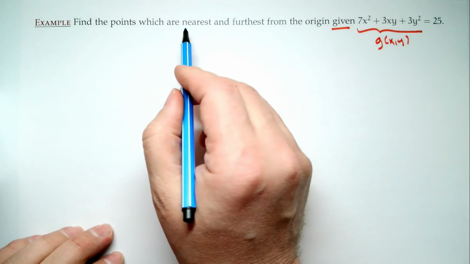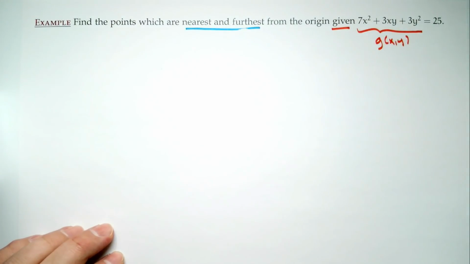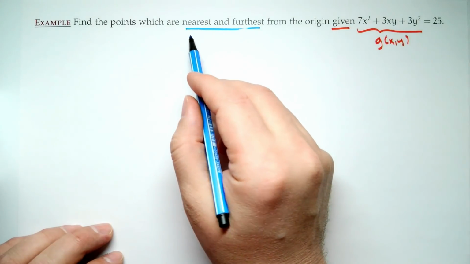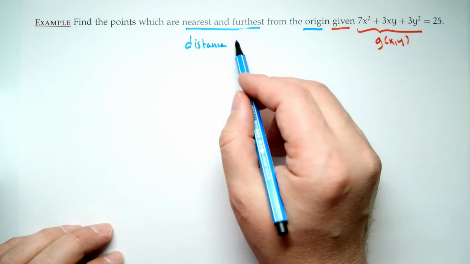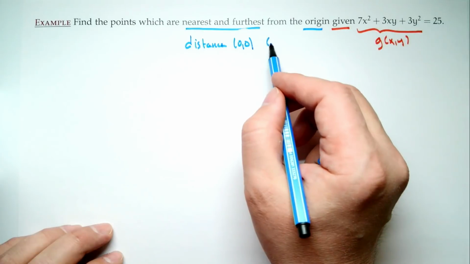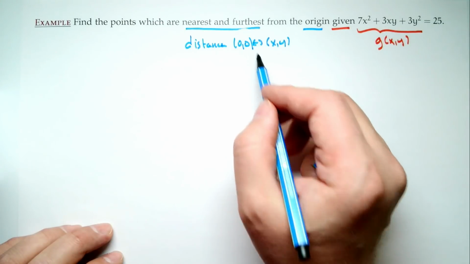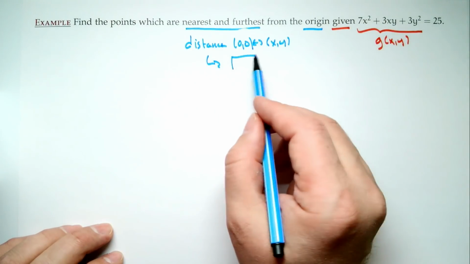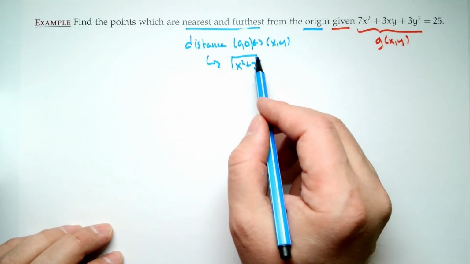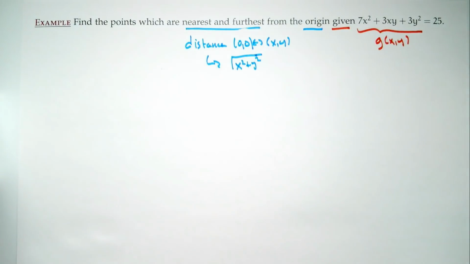Now, when you see words like nearest and furthest, what type of thing do we think of? Distance. That's a distance type word. How near are you? How far are you? Okay, so we need a distance function. So we need to have the distance between the origin, which you might remember is 0, 0, and a point, which we'll call xy. Well, what's the distance between 0, 0 and xy? Square root of x squared plus y squared. Well, that's pretty straightforward, except I don't like square roots.